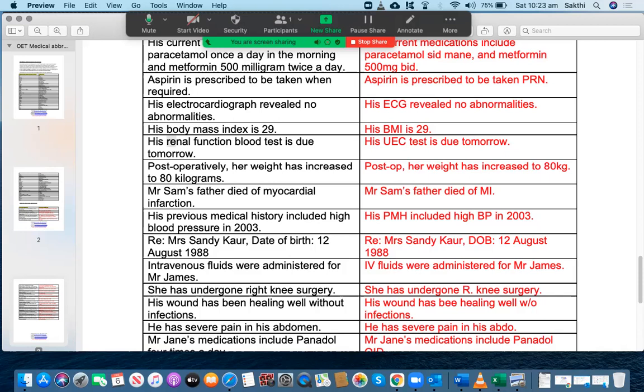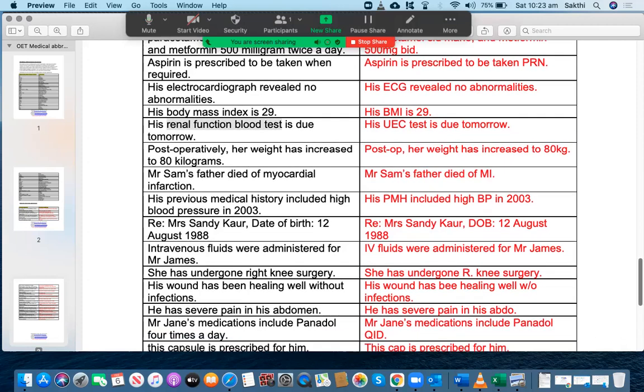Remember that UEC can be expanded as renal function blood test, because that's a specific blood test which is going to measure the urea, electrolytes, and creatinine levels in blood. So it is specifically applied for the renal function. Okay, so it's good to use it. Anyway, all right, let's go to the next one.